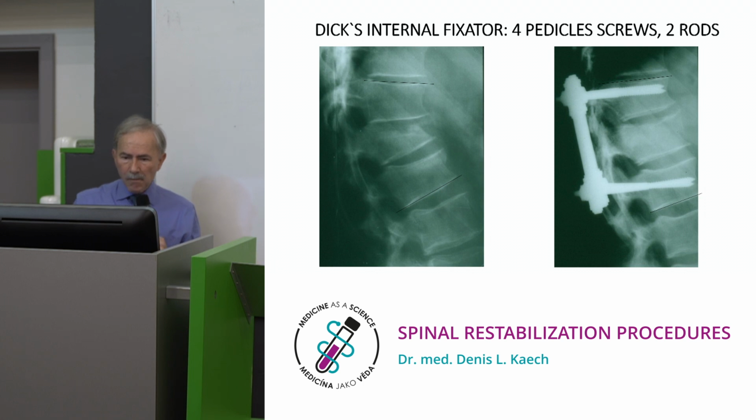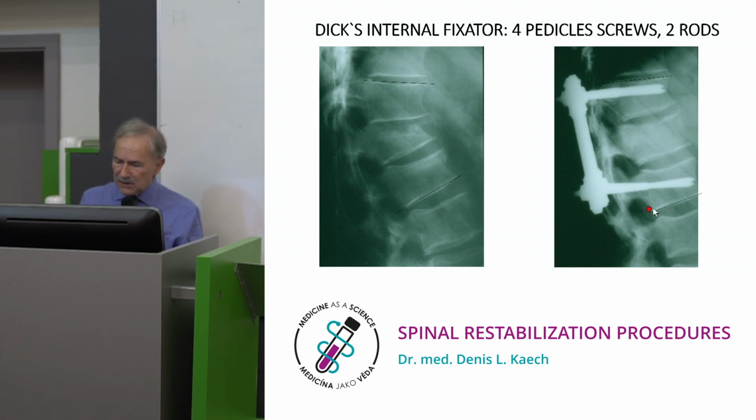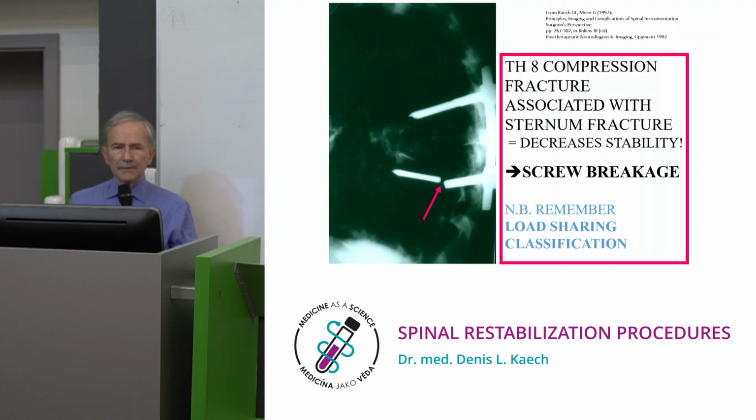You see here, this is a compressed vertebra. You have a kyphosis. You put in a Dick internal fixator. The vertebral height is again quite okay. Also, the kyphosis is diminished. It looks nice. It's just a principle. Dick internal fixator. Now, another case. Here you can see clearly there's a fracture of a screw.